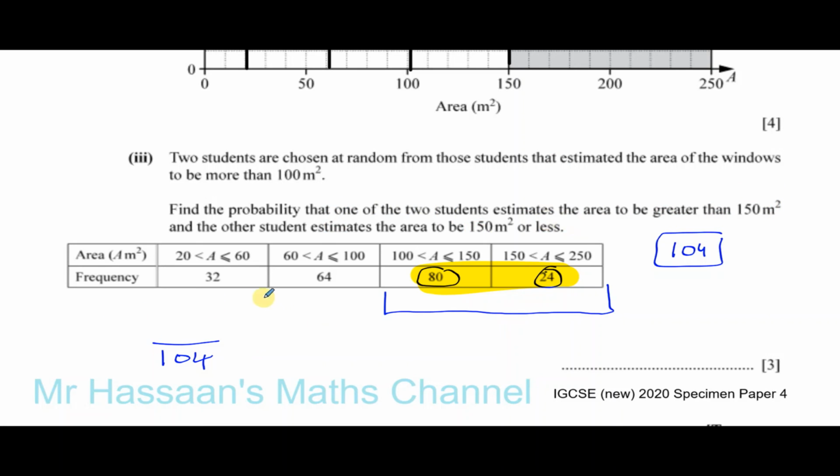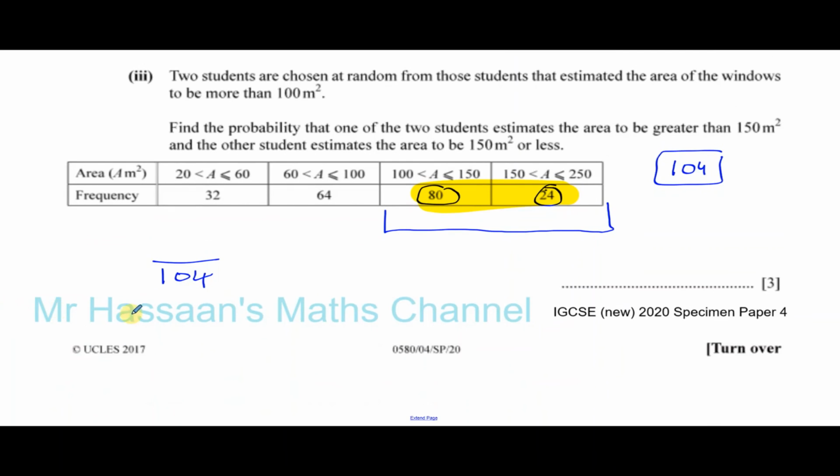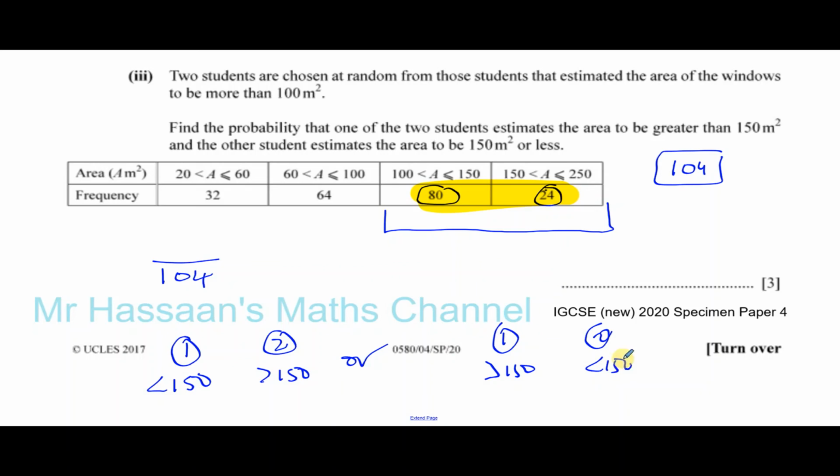So you've got two possibilities. You've got the possibility that the first student estimated it's less than 150 and the second student estimated it's more than 150, or you've got the first student estimated it to be more than 150 and the second student estimated it to be less than 150. And you've got to take all of these categories. So 2 students are chosen at random from these 104 students. So you're going to have the first student.